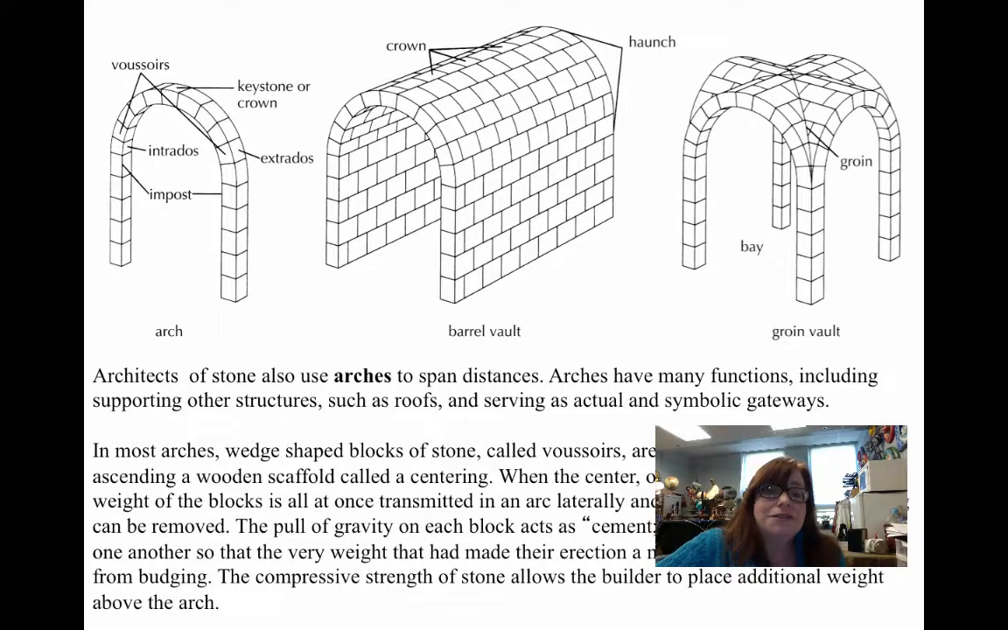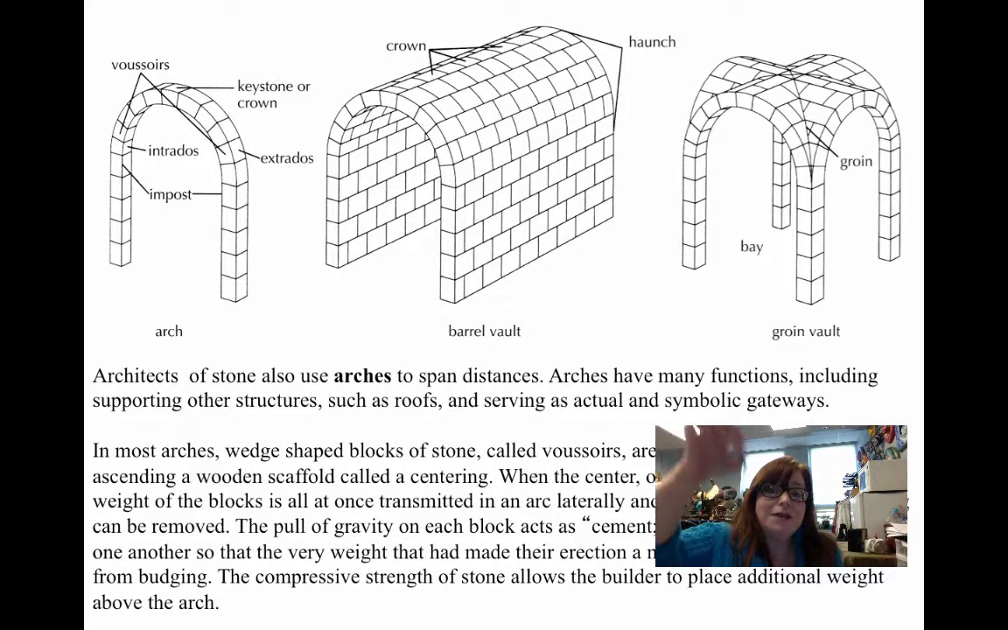So architects of stone use arches to span distances, and arches have a number of functions, including, as I said, supporting other structures like roofs, and also serving as symbolic or actual gateways. So as you can see from our diagram, in most arches you have wedge-shaped blocks of stone, which are called voussoirs, and those are gradually placed in position, ascending a wooden scaffolding that would be on the other side of the arch, and that would be called a centering.